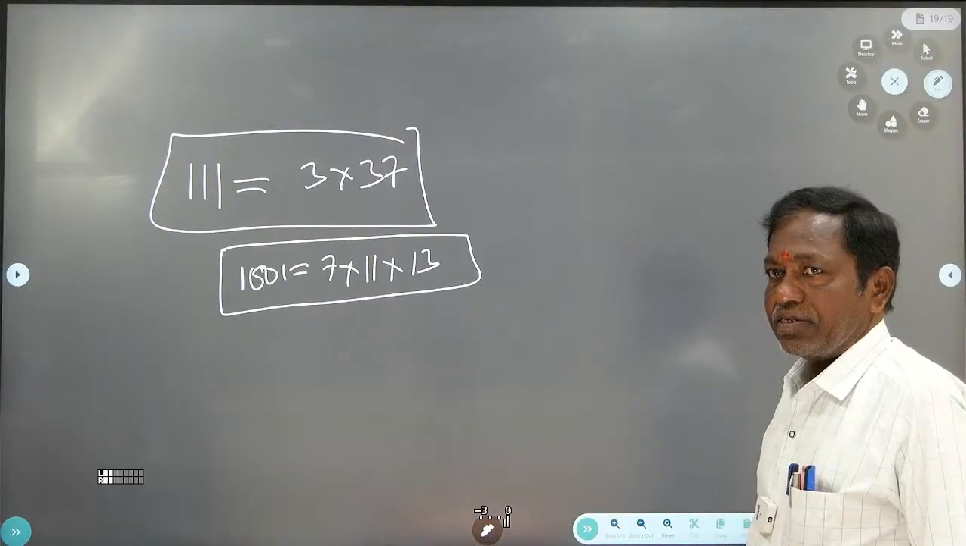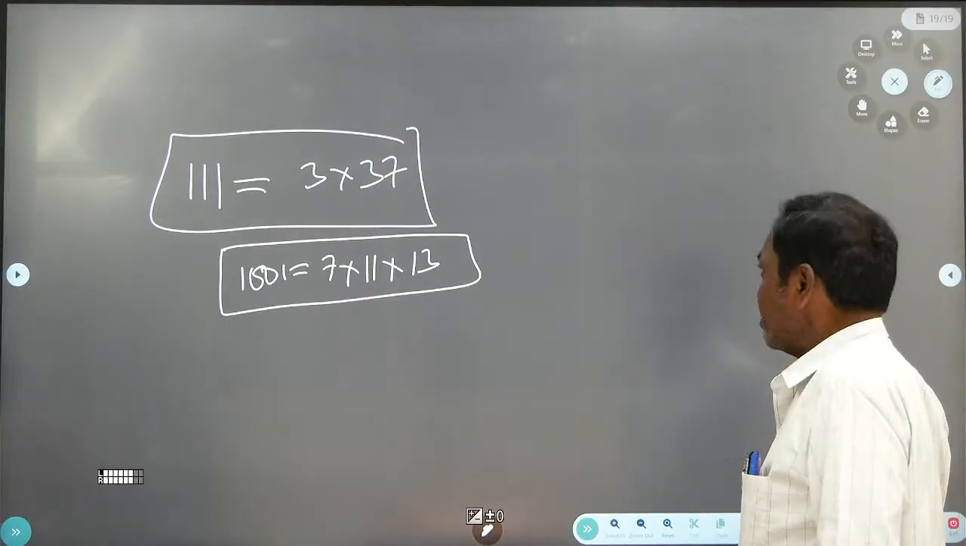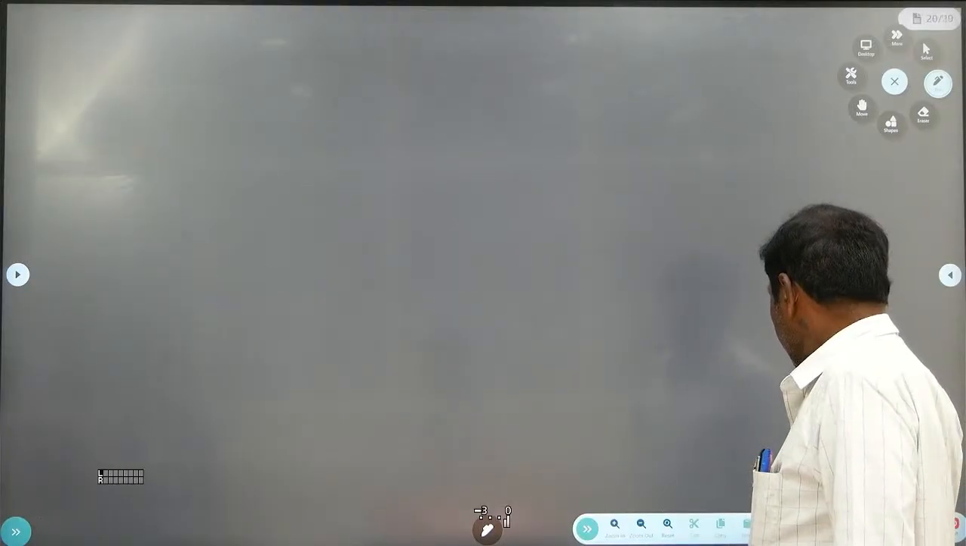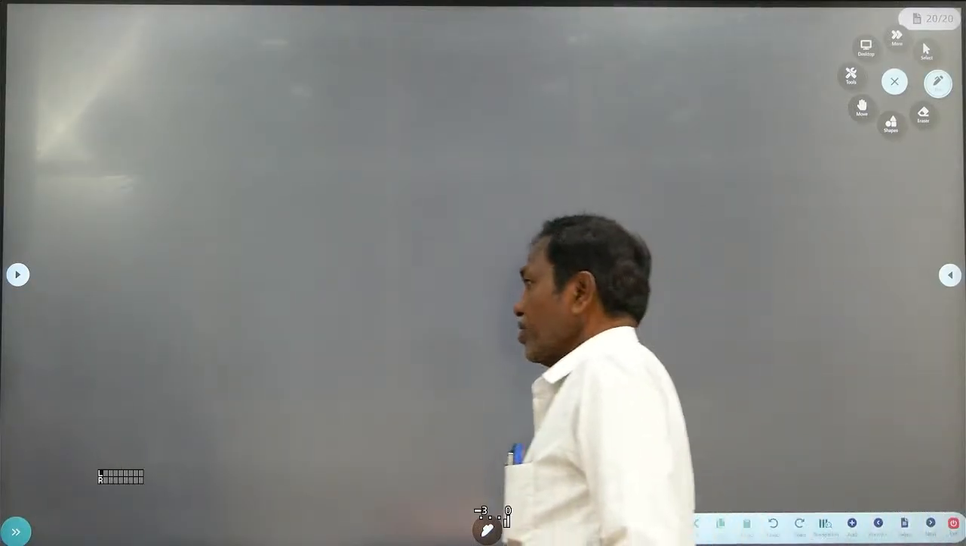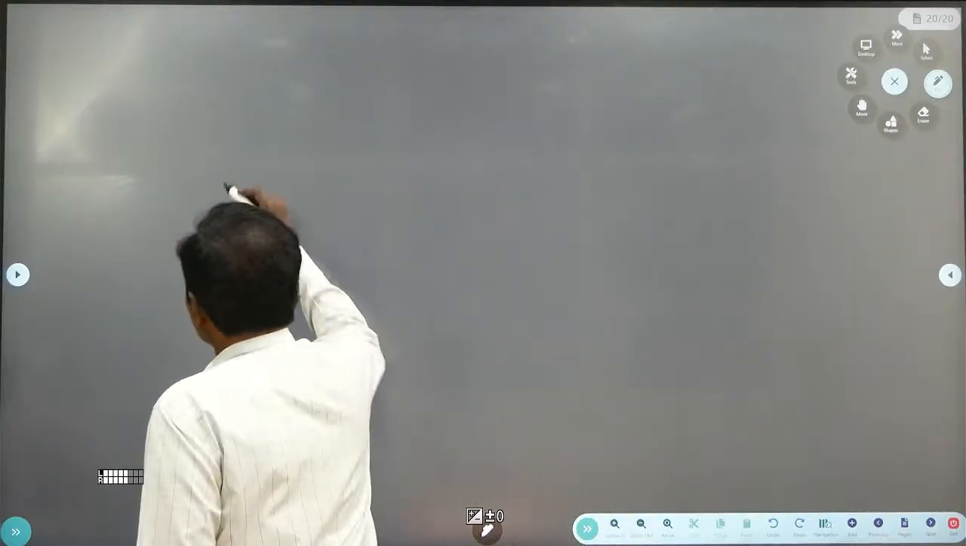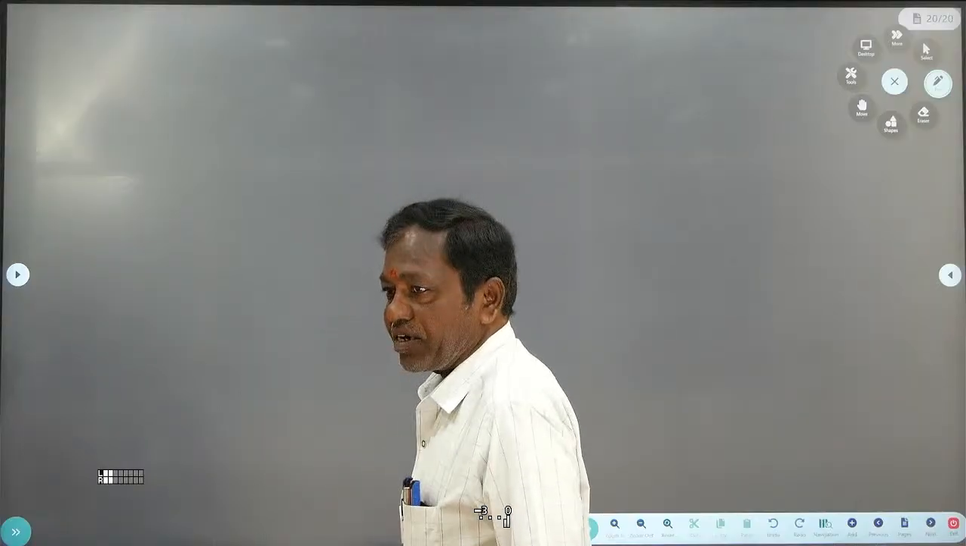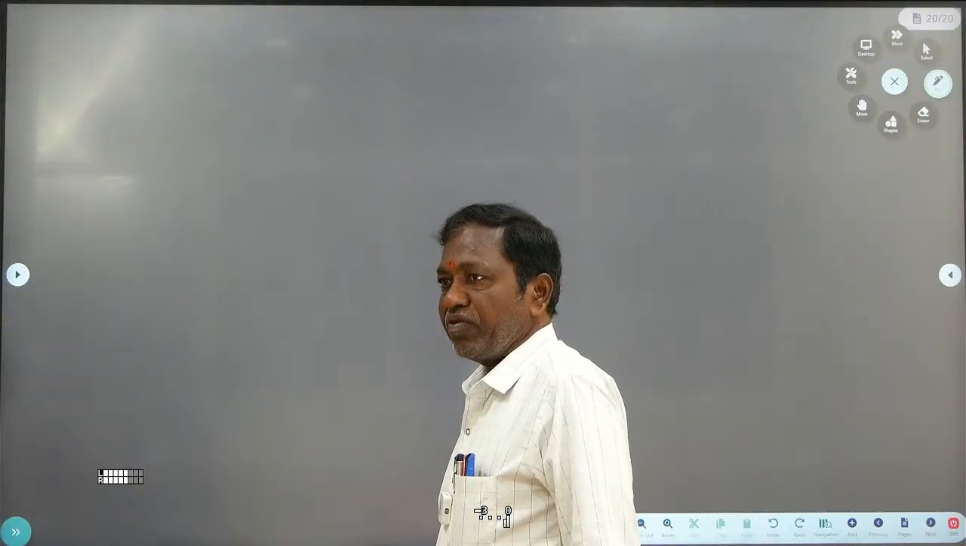Okay, that is a thing. Those are the factors. How to find the factors? Now we can see the number of factors and the sum of factors. Sum of factors means what?